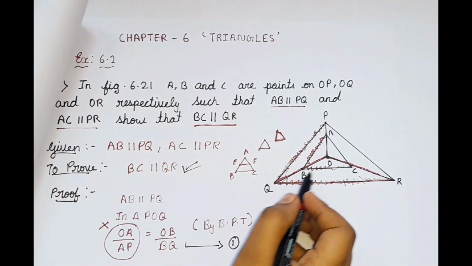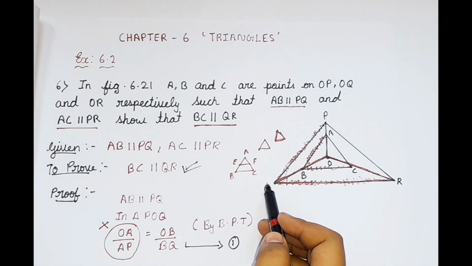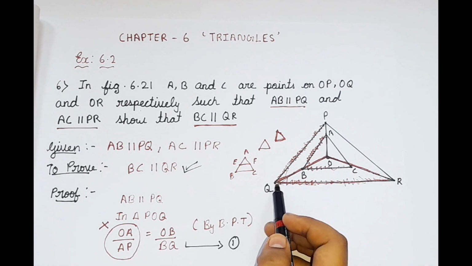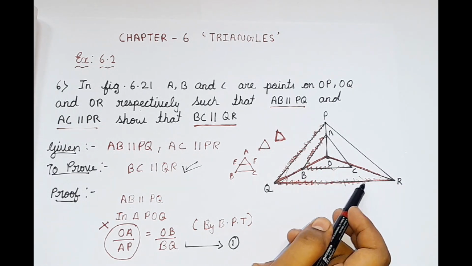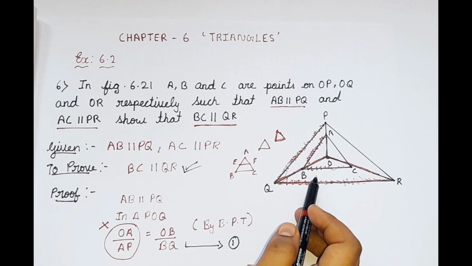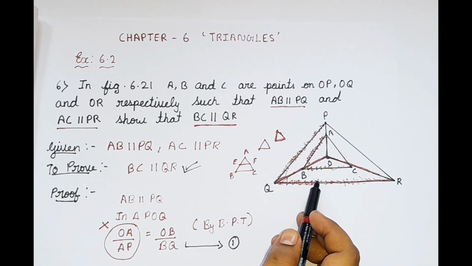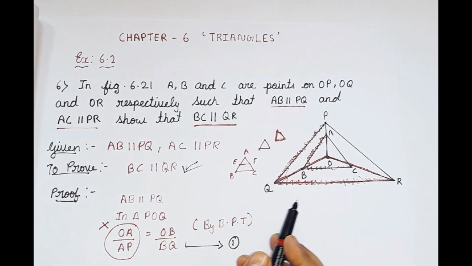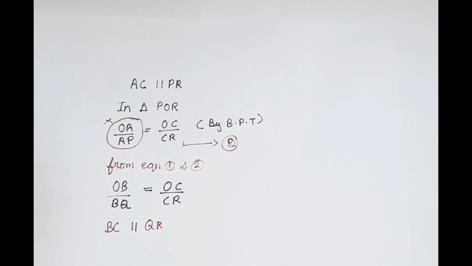Why? Because OB by BQ and OC by CR are lying on triangle QOR. In triangle QOR, we have a parallel line, that is BC and QR, and they both are parallel. Since they are parallel, I can just say BC is parallel to QR. Just because I got these values, I was able to find whether it is parallel or not. But one more thing I would like to say.